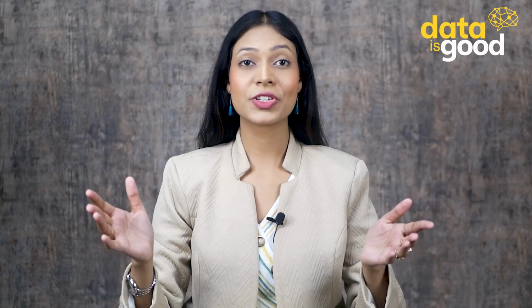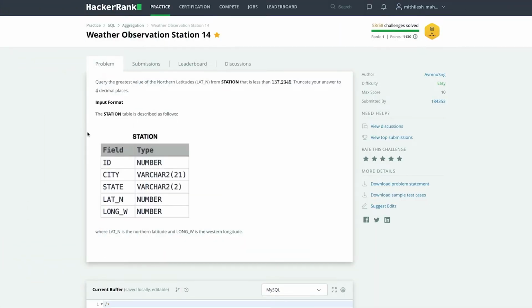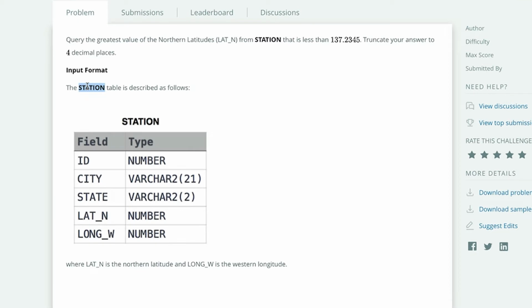But before starting with the problem, let us look at the structure of the table that we are going to use to solve the questions in this video. The table that we will use is the station table. We can see the table description. In the station table, there are 5 columns present along with their data types. These columns are ID, city, state, LAT_N, and LONG_W. Here LAT_N refers to northern latitude and LONG_W refers to western longitude.